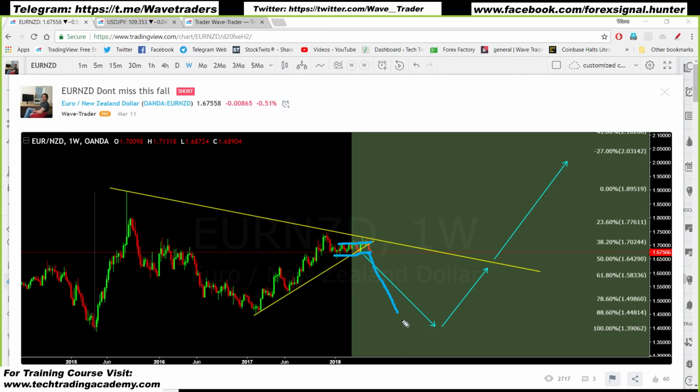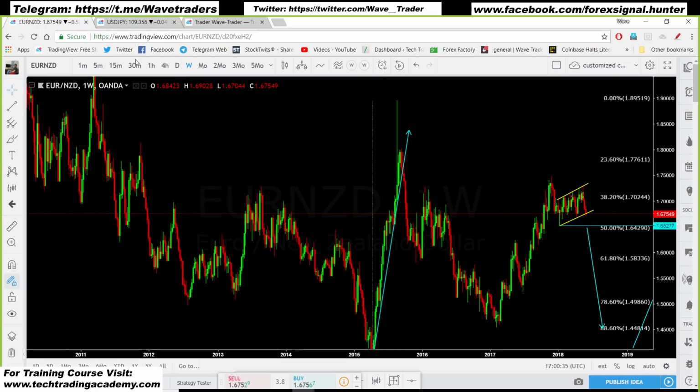Okay, give us that wave. All right, so within this flag, there is one more up move possible. One more bullish wave is possible. We can see one more up move.